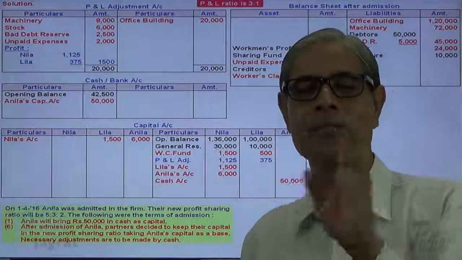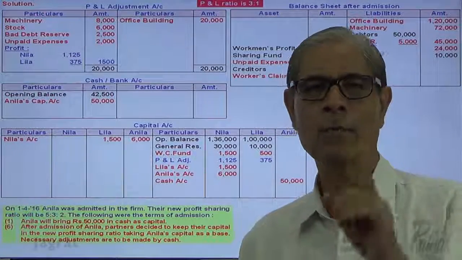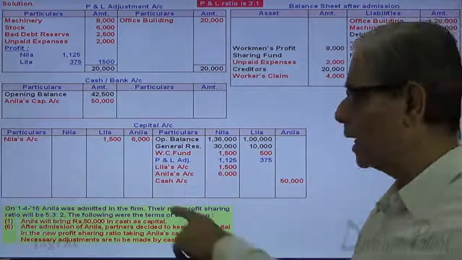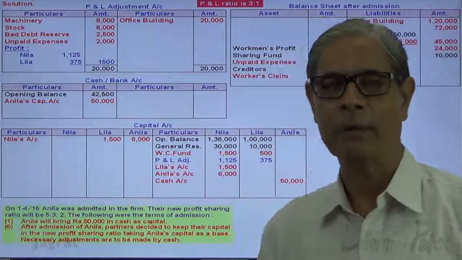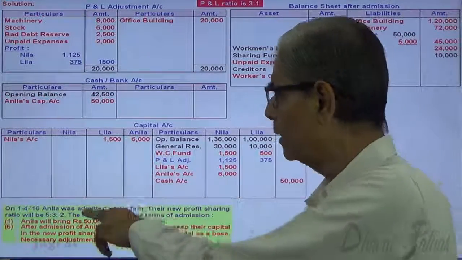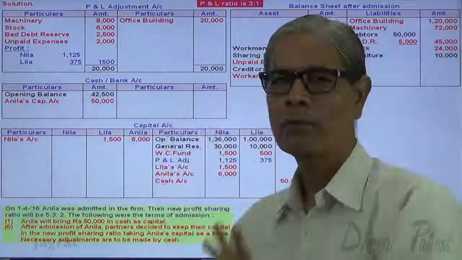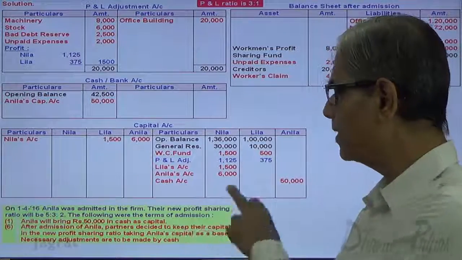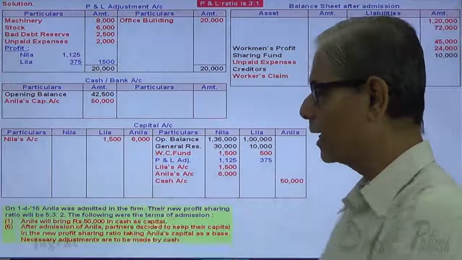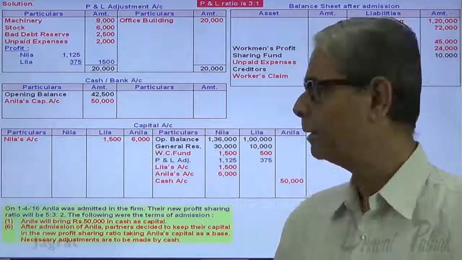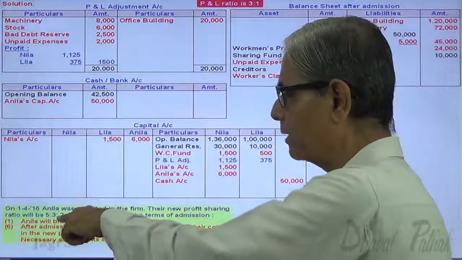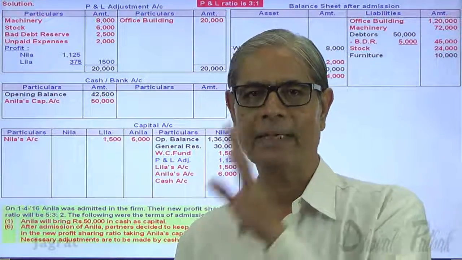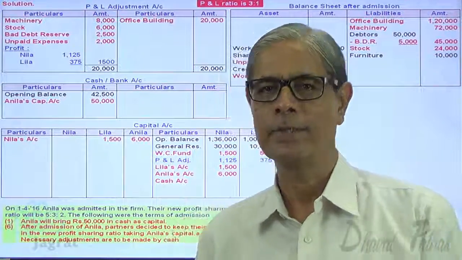So for 2 by 10 share, 2 by 10 means 1/5 share, capital required to be maintained by a new partner is 50,000. So what is the capital required to be maintained by Neela, who is going to get 5 by 10 share? For 2 by 10 share of Anila, she is going to maintain a capital of rupees 50,000. How much capital is required to be maintained by Leela, who is going to get 3 by 10 share in the future profit? This is how capital is required to be maintained in a partnership firm after admission.